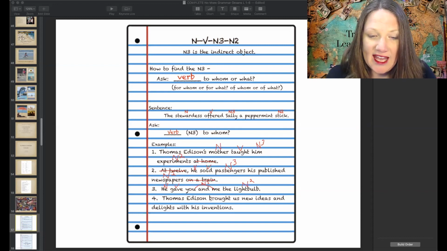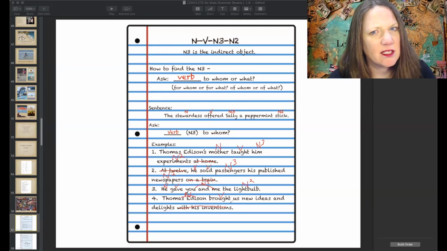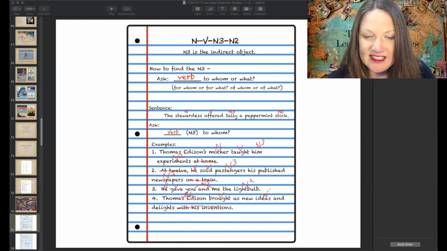Number 4, Thomas Edison brought us new ideas and delights with his inventions. Now I see a prepositional phrase with his inventions. Brought is our verb. Who brought? Thomas Edison. Thomas Edison brought what? Brought us or brought ideas and delights? Brought ideas, delights to whom? Us. There you have it.